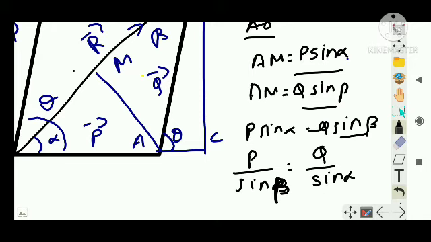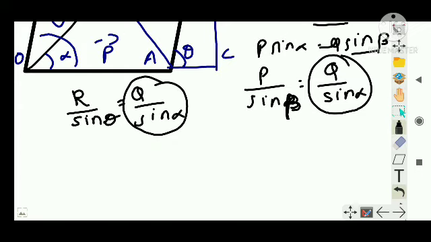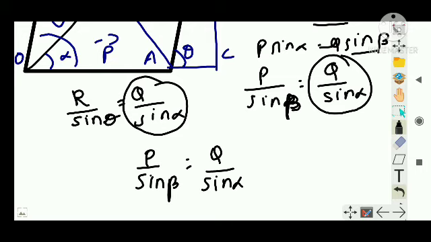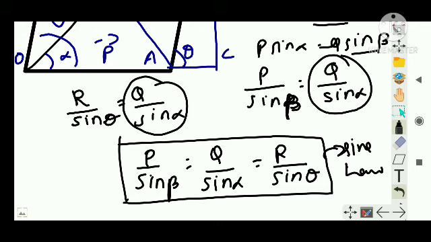Why are we writing it like this? Earlier we had written similarly R by sine theta is equal to Q by sine alpha, right? Here also there is Q by sine alpha. Hence I can equate these three and write P by sine beta is equal to Q by sine alpha is equal to R by sine theta, right? This law is also called the sine law in mathematics.